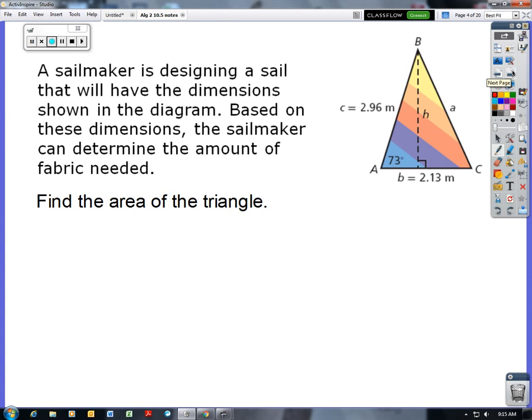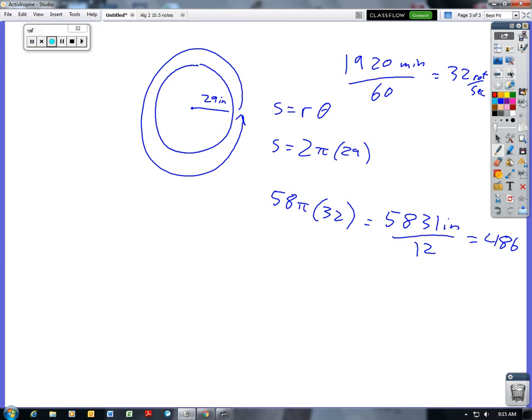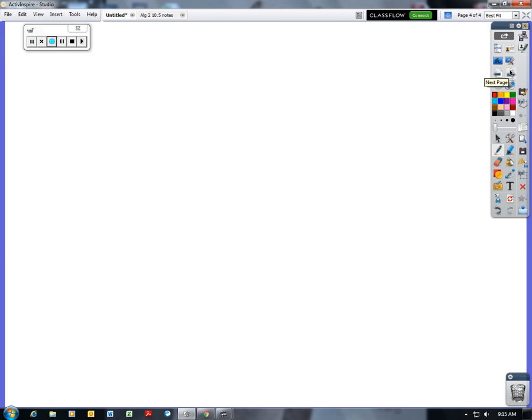And like I was saying, we're going to learn a new formula for the area of a triangle. First of all, before we do this slide, I'm going to show you the formula and where it comes from. So let's go to a blank page. Okay, I'll draw a triangle. This is a non-right triangle.